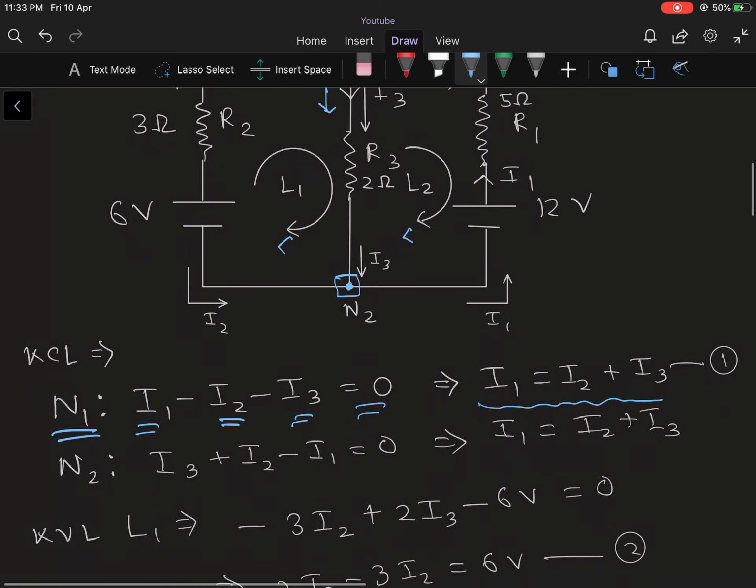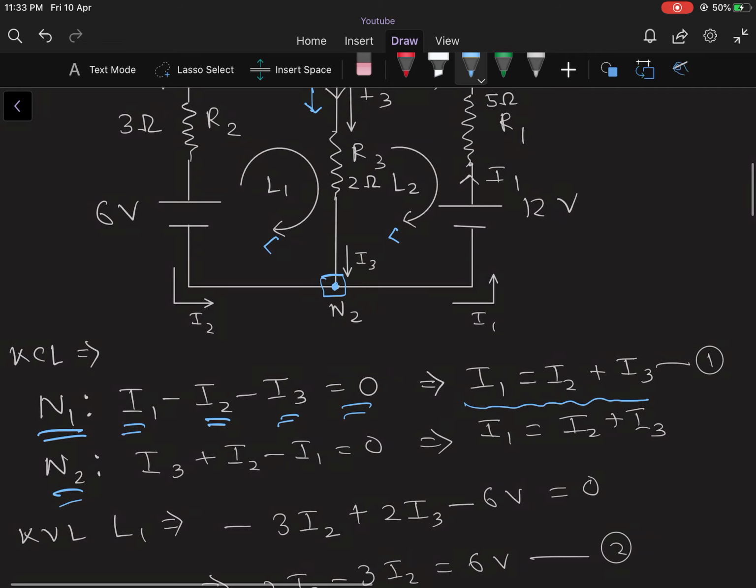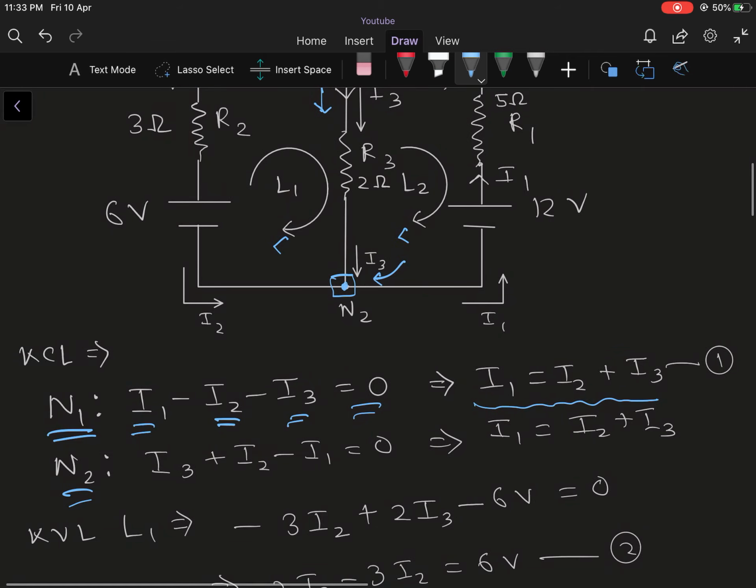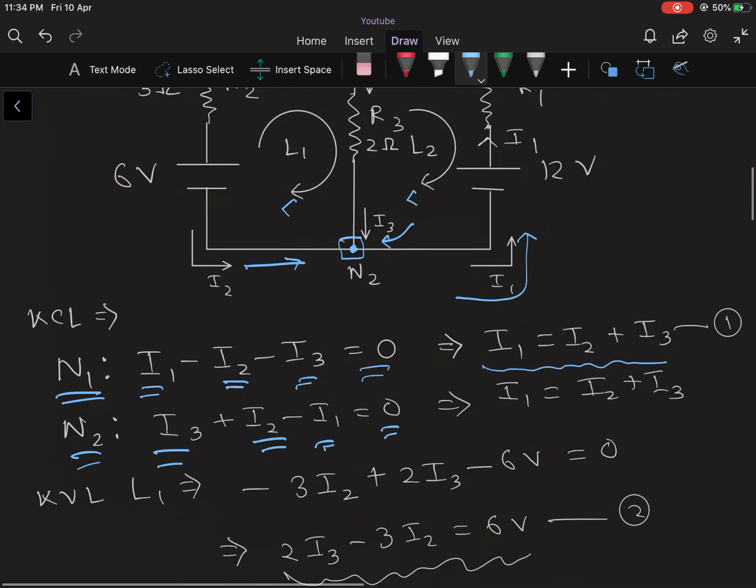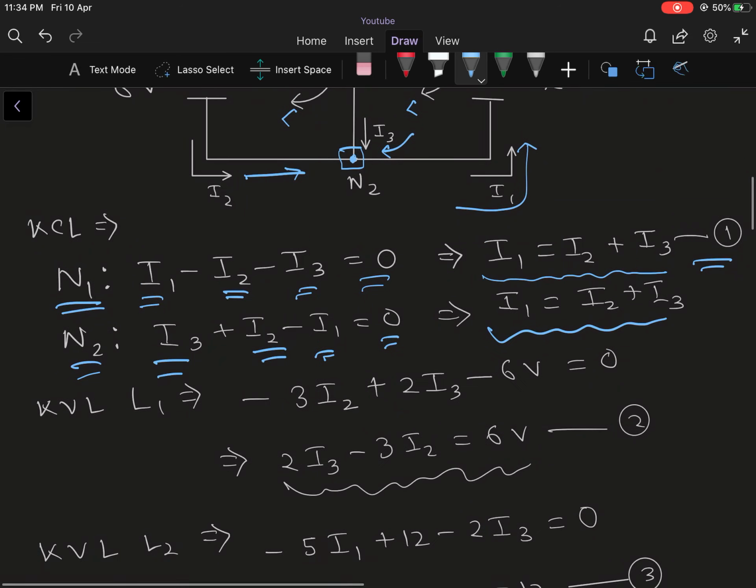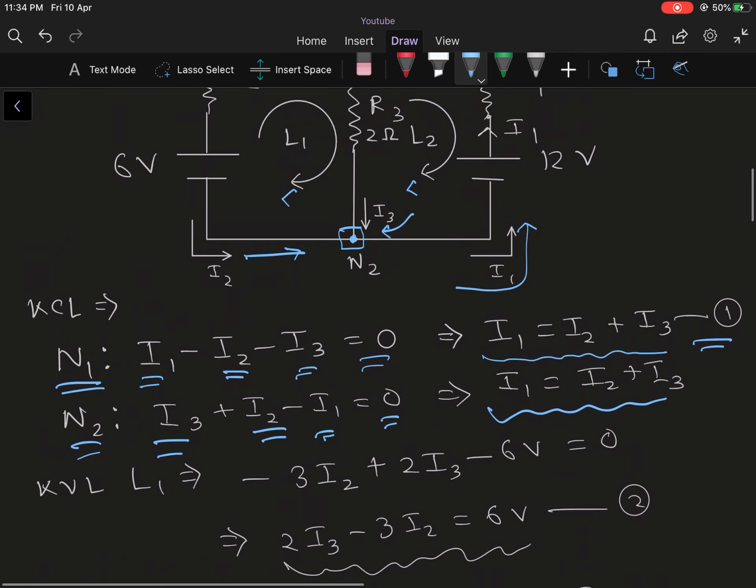Then we come to the other node, N2. In N2, I3 is coming into the node, so it is positive. I2 is also coming into the node, so it is positive, but I1 is leaving the node, so it is negative. Their total sum has to be 0 based on Kirchhoff's current law. Actually, Kirchhoff's current law gives us the conservation of total charge. So again from here we get I1 equals I2 plus I3. Both equations are the same. Let us label I1 equals I2 plus I3 as equation 1.